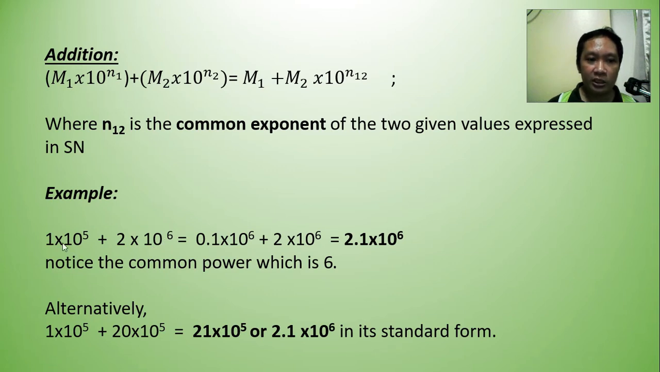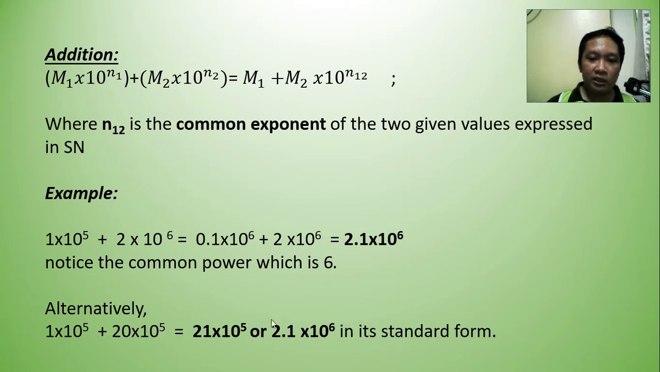Like in this case, we manipulate this part, therefore from 2 it becomes 20. However, the power was changed to 5, having a common power which is 5. So the final answer will carry with it 21, because we have 20 plus 1. These are the m's. Copy the base, 10 to the power of the common power, which is 5.